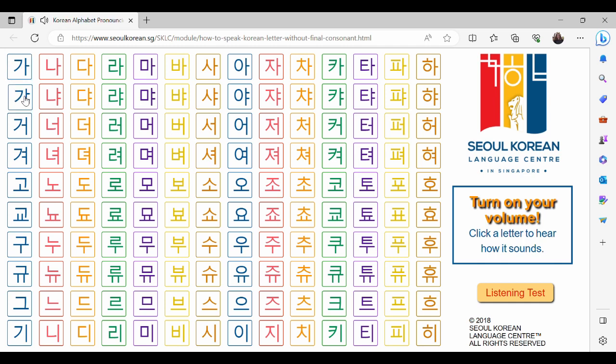가, 갸, 거, 겨, 고, 요, 구, 규, 그, 기, 느, 듀, 루, 무, 표, 보, 셔.